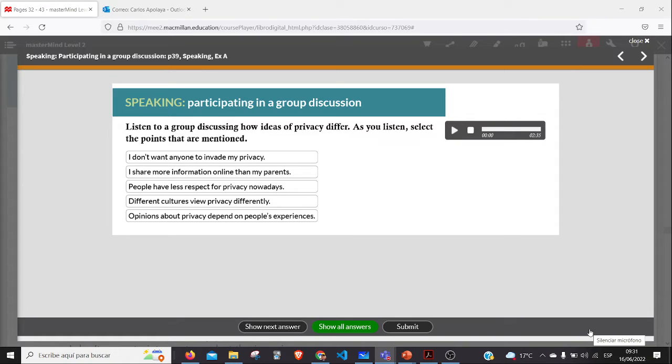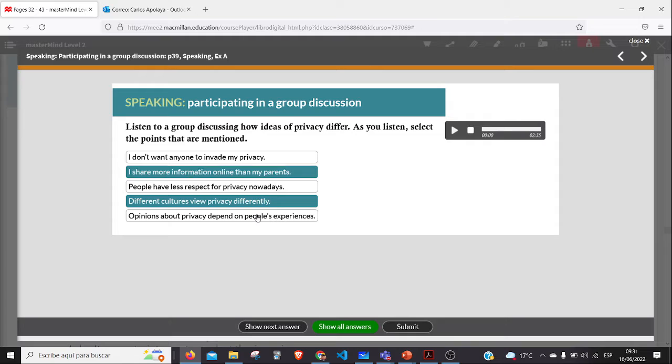So after listening, people say that different cultures view privacy differently. Is this the only one? I share more information online than my parents. The last opinion is that privacy depends on people's experiences. Let's check the answers. I don't want anyone to invade my privacy. Good. You have good listening skills.